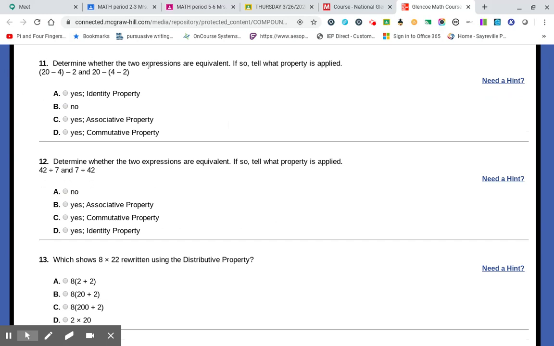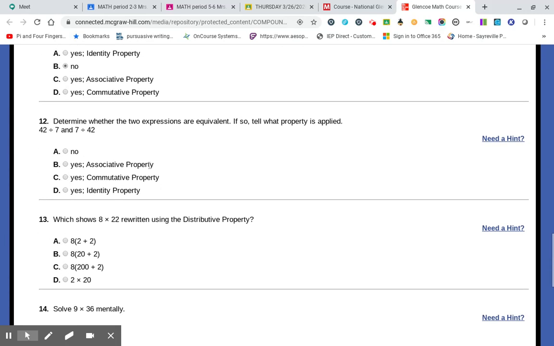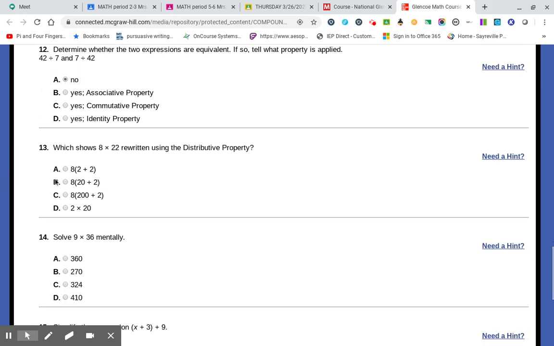Right away, we discussed in class that if the problem is subtraction or division, does it involve a property? I'm hoping that you're answering no. The only time it involves a property is with multiplication or addition. Again, another easy one. It is division. So the answer here is no. There is no property.